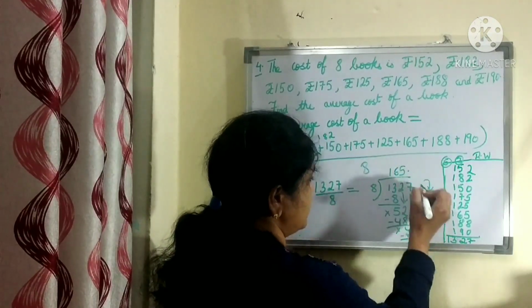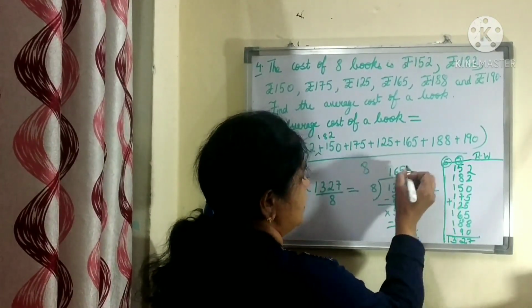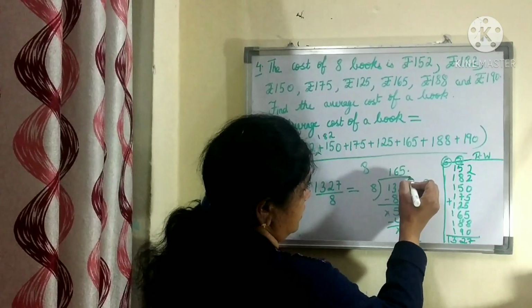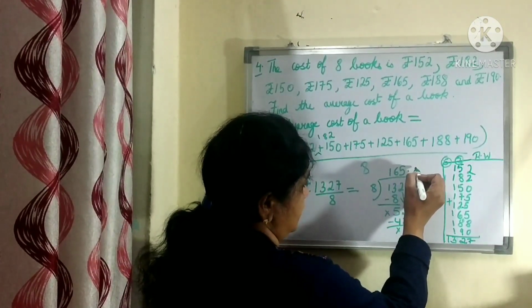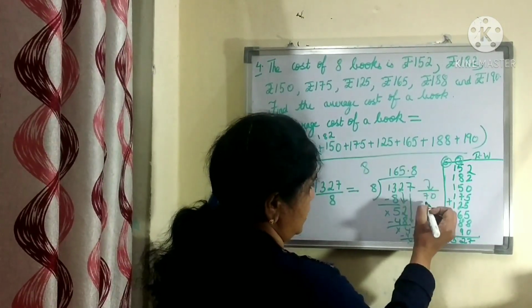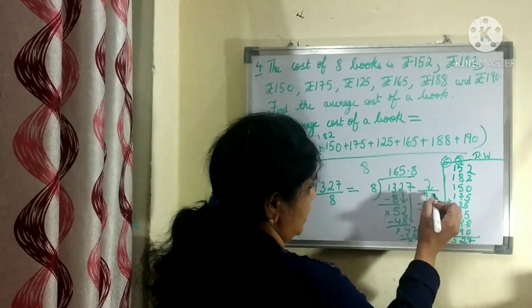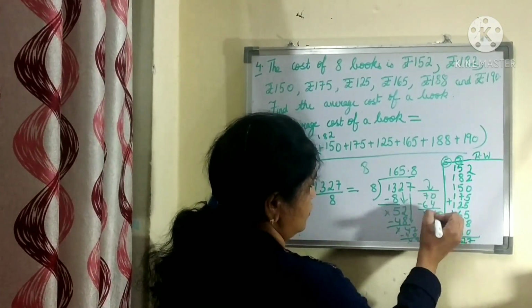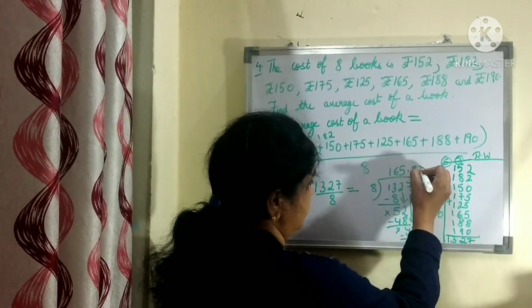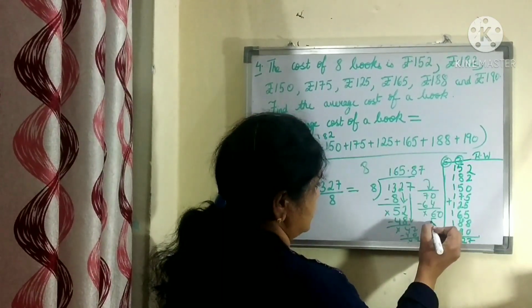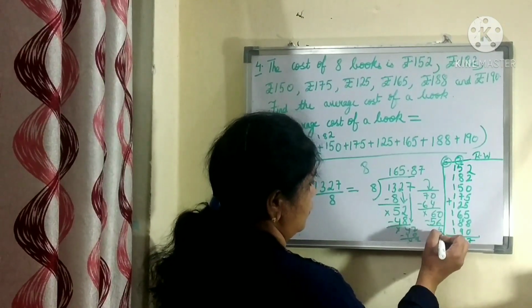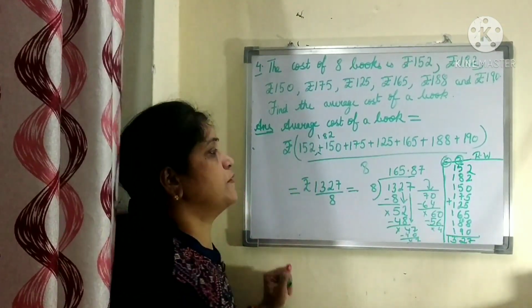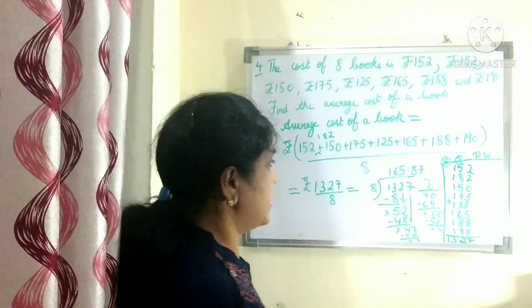Since I will put one decimal point, so it becomes 70. After it becomes 8 7s are 56, 8 8s are 64. Then again 70 minus 64 is 6, 60. So it comes 8 7s are 56. So it becomes 4. So the answer is 165.87. What answer did you get?